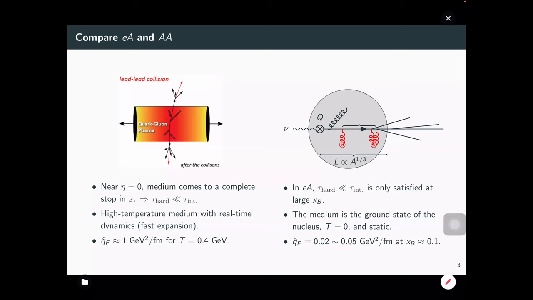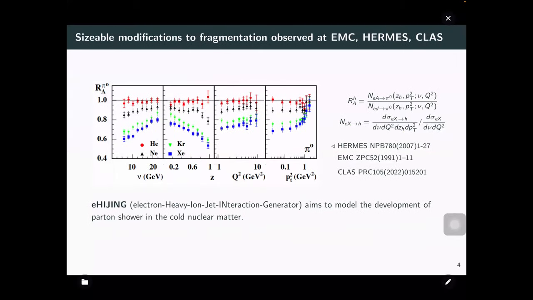Another difference is that in AA, you have a high temperature medium created in the initial stage, but it has some very important real time dynamics. It expands very fast, while the cold nuclear matter is the ground state of the nucleus, at zero temperature and static. This compensates for some of the differences in q-hat, so that the medium modifications in cold nuclear matter are not so small as compared to what you would naively expect from the drastic differences of the q-hat parameter. And this is indeed what has been observed in past experiments, all the way from the EMC collaboration in the 90s to HERMES, and then to more recent CLAS measurements at even lower beam energies.